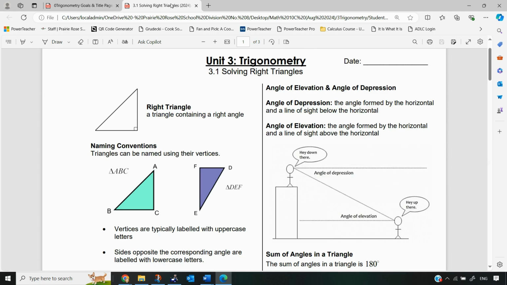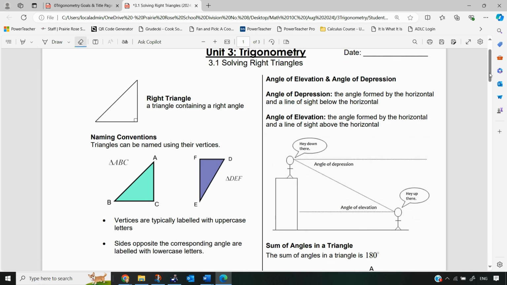Now, before we get into trig, we're going to take some time to just review some properties of triangles and some common conventions so that you're familiar with them as we move forward. Like I mentioned earlier, in Math 10C, we just work with right triangles when we're talking about trigonometry. As we move on to other courses in both math and physics, you will also start working with non-right triangles.